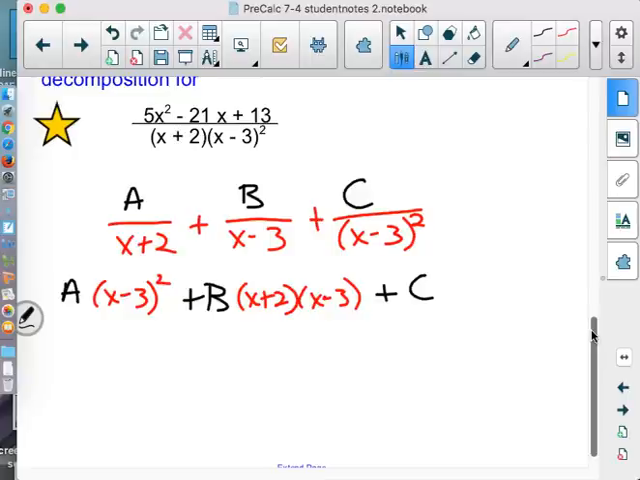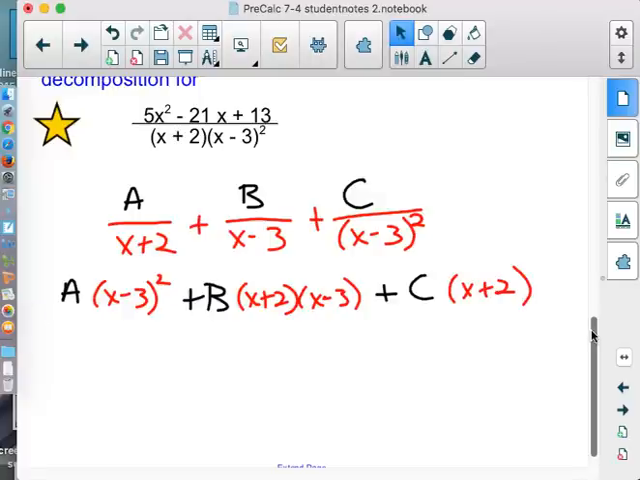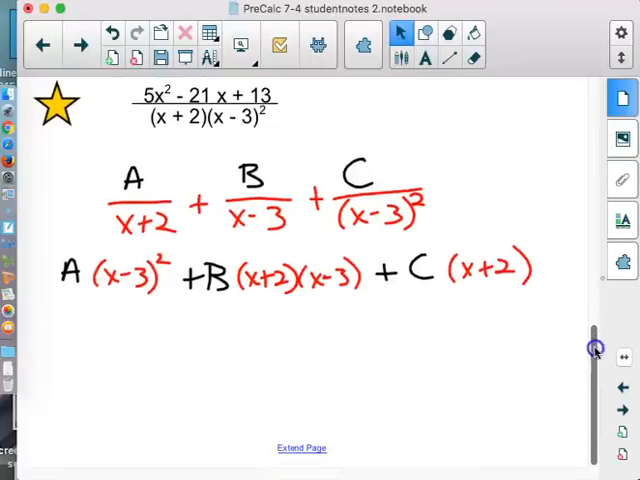What's our C going to be? Oh yeah, that's good news. Just Cx plus 2. So we have our LCD when we look up here. It's all broken up and factored. So now, order of operations, we've got to take care of the powers first.